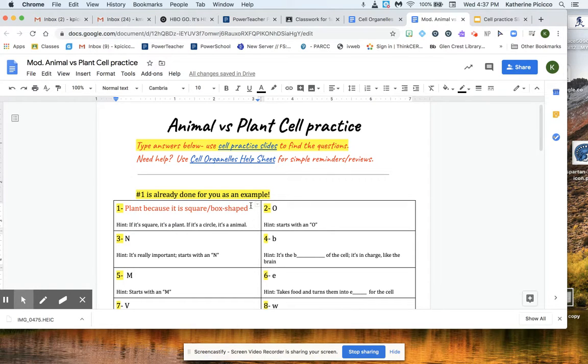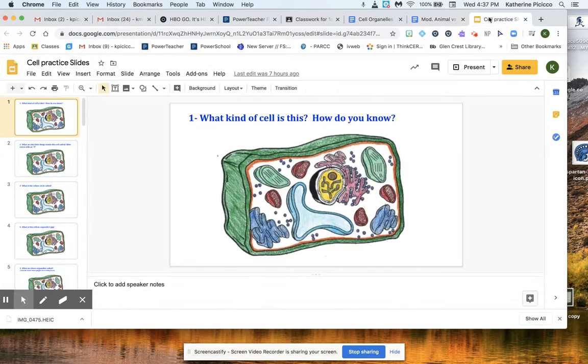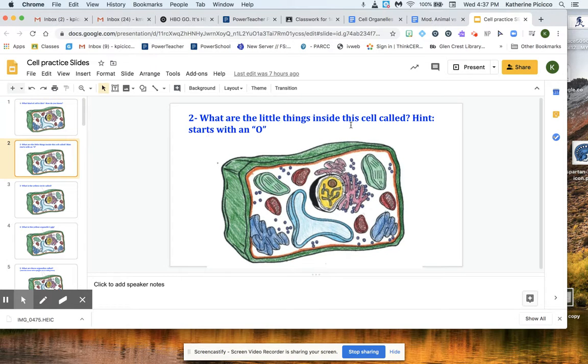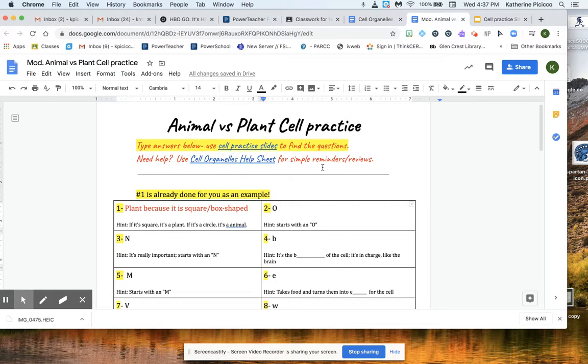Okay, let's do one more example. So let's go to number 2, goes across. So I'm going to go to my cell practice slides, and I'm going to click on the next slide, slide 2. What are the little things inside the cell called? Hint, it starts with an O. So before I even go to the answer document, I might want to say, oh, that's organelles. And I could go to number 2 and type it in.